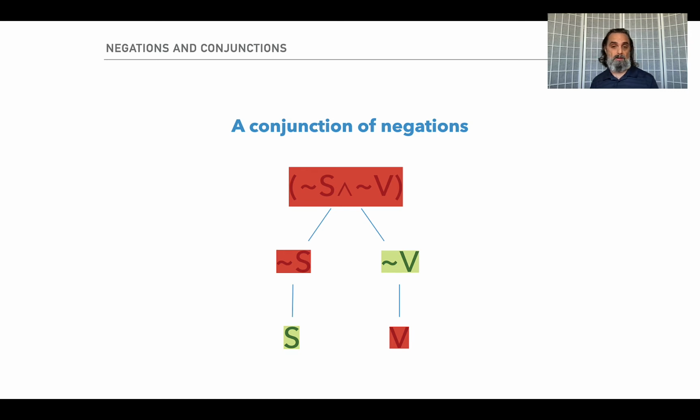Right? Not S and not V, that's false. Why? Because S is true. And in fact, we don't even care about what's going on the right-hand side. All that matters is what's going on the left-hand side. Given that S is true, not S is false, and so the whole thing is false.